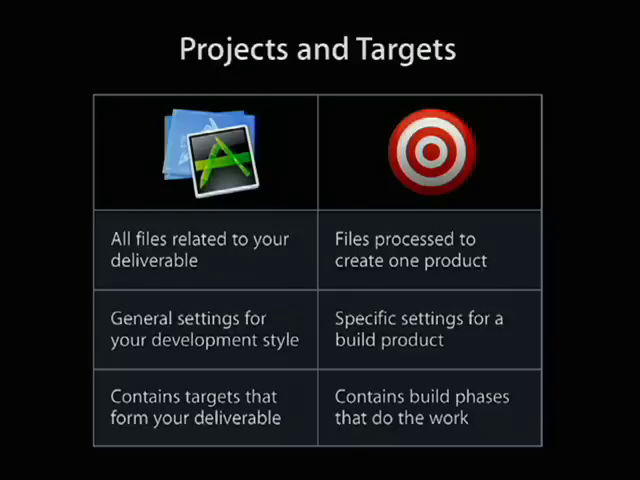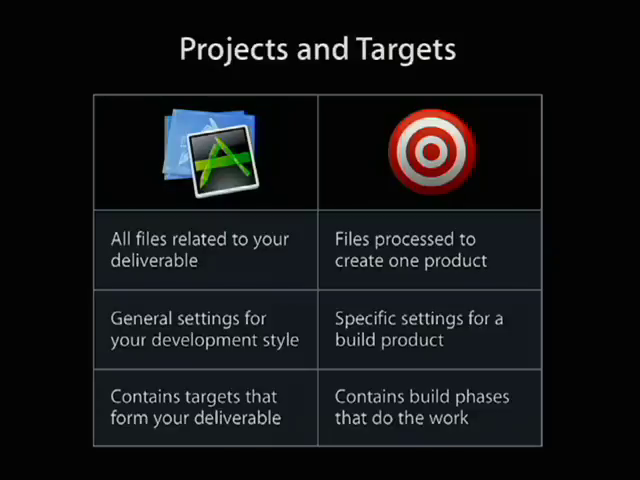Now the target is what actually processes your source files. It compiles them. It'll take your resource files and copy them to the correct place. So your target just contains the files that it processes, and it produces one build product. So I'd have a target for a framework, a different target for my application. Every different build product has its own target, and the target just contains references to the files which are relevant, which it will process for that target.